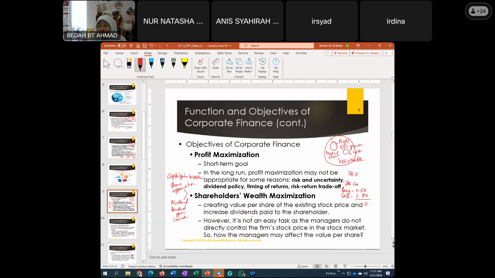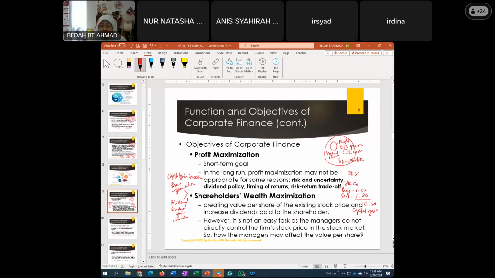So there is a 30 cent gain. We call this the capital gain. So when the investors or shareholders are able to get the capital gain from the share appreciation, from 1.5 to 1.8, we say that the company, the board of directors, and the management team are able to increase the value per share, able to increase the shareholders' wealth maximization.